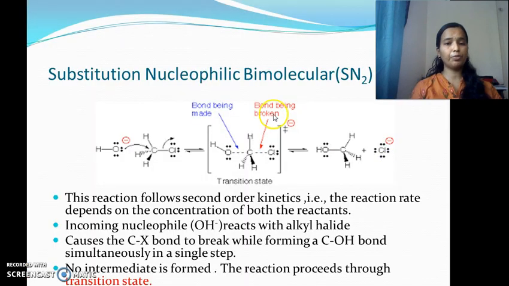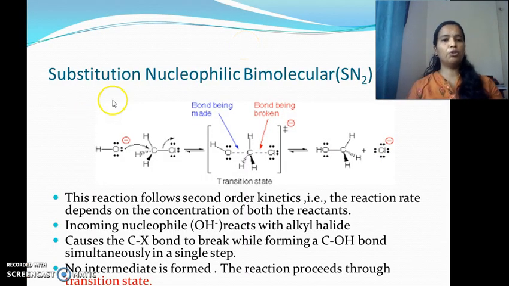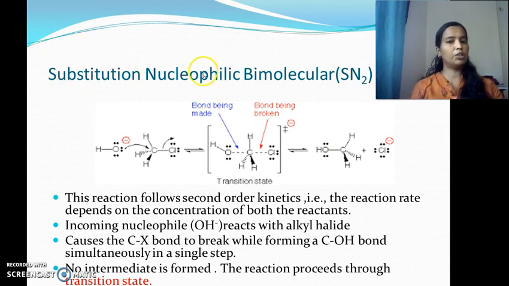We know what a substitution reaction is, and we have learned what a nucleophile is, so we know substitution and nucleophilic. And what is bimolecular? Bimolecular means this reaction follows second order kinetics.